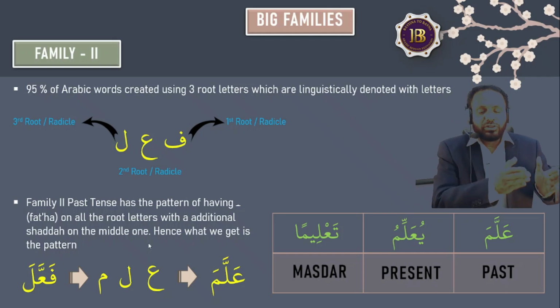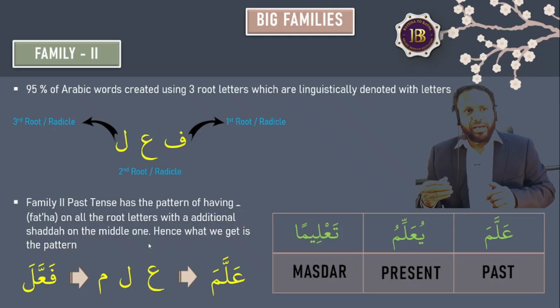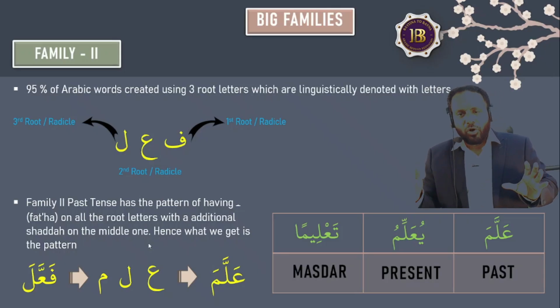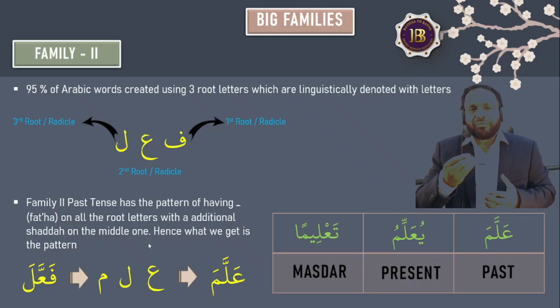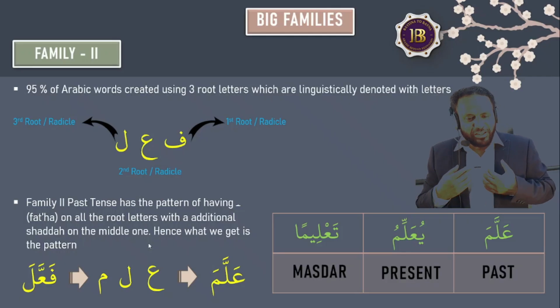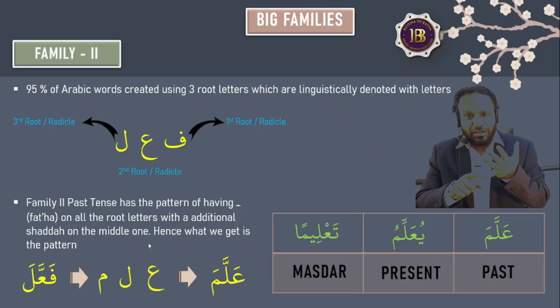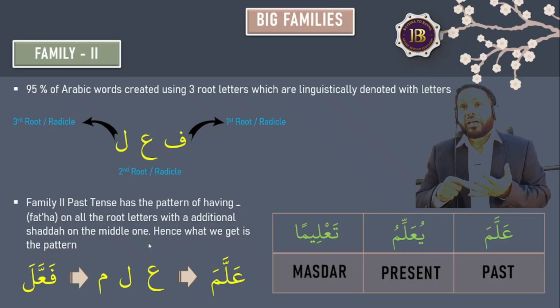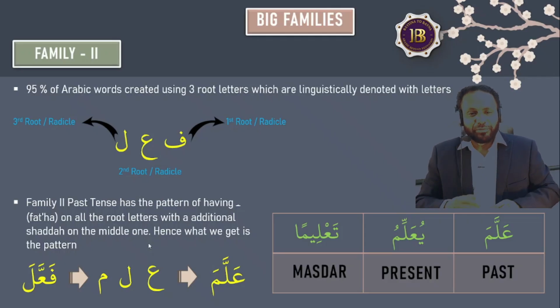Allama yuallimu ta'liman. For example, if I change the roots, I get, let's say, kaf lam mim. Instead of ain lam mim, I take kaf lam mim. And I say, I want the past tense, present tense and masdar for the root letters kaf lam mim. Can you get it? Yes, because I have studied allama yuallimu. For kaf lam mim, it will be kallama, past tense. Yukallimu, present tense. And what will be the masdar, sir? Takliman. Kallama, yukallimu, takliman. See that?